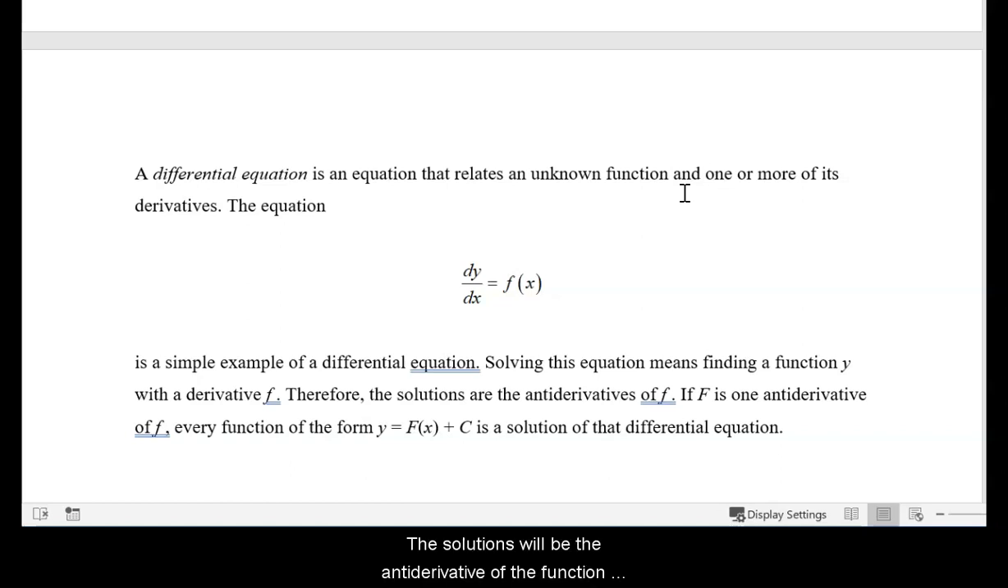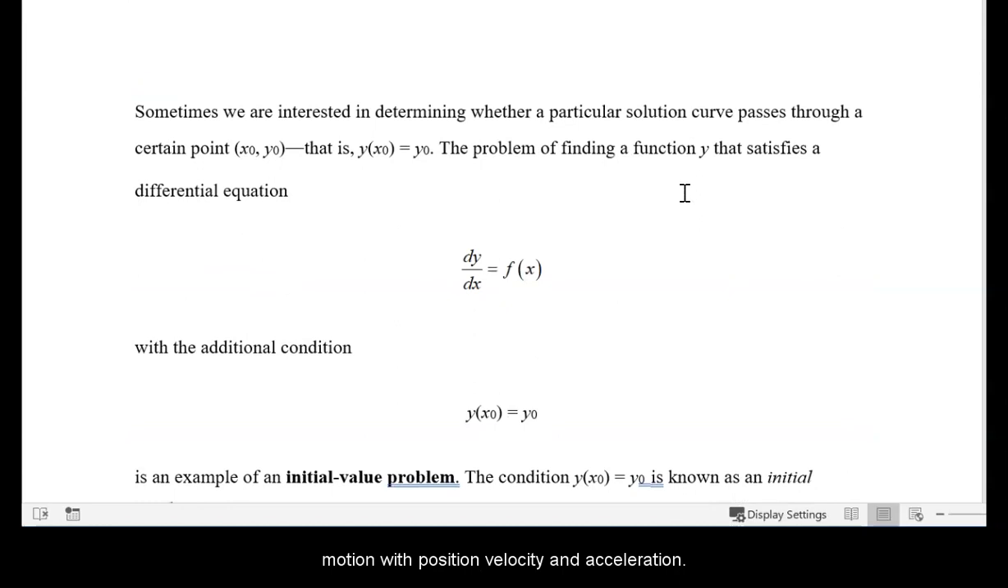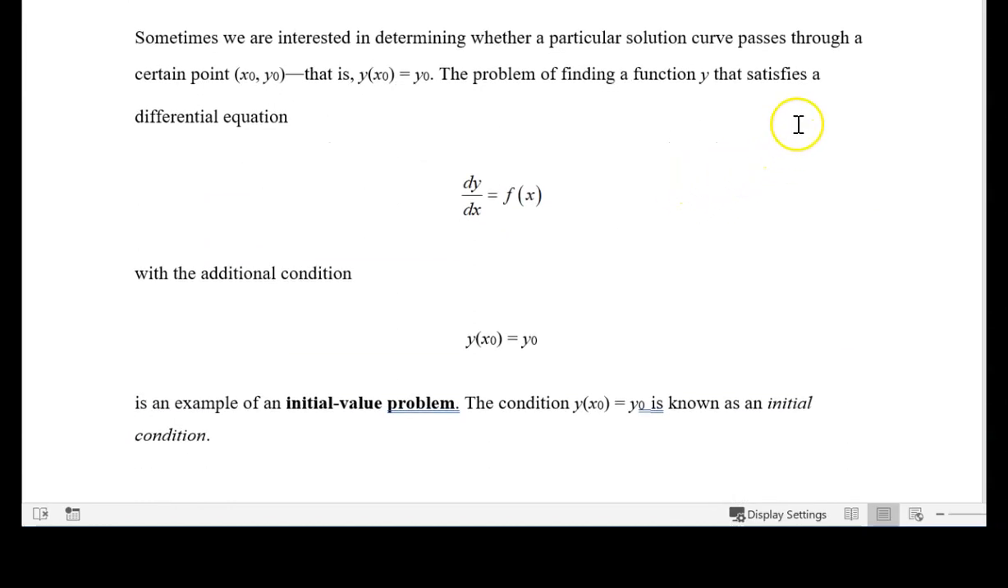The solutions will be the antiderivatives of the function on the right-hand side. If capital F is one antiderivative of lowercase f, then any of the antiderivatives for lowercase f will also work to be a solution of that differential equation. On occasion, particularly when we're talking about motion with position, velocity, and acceleration, we want to know what a particular solution is, meaning that it passes through a particular point on the graph.